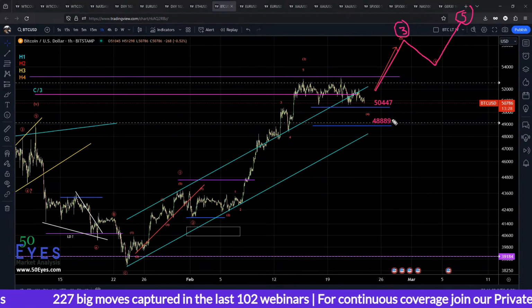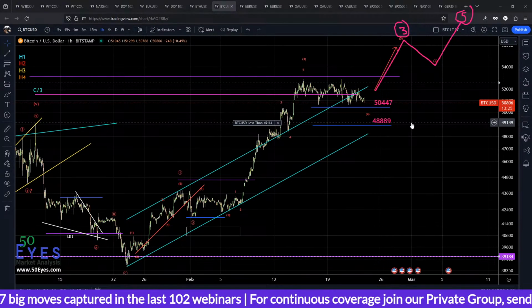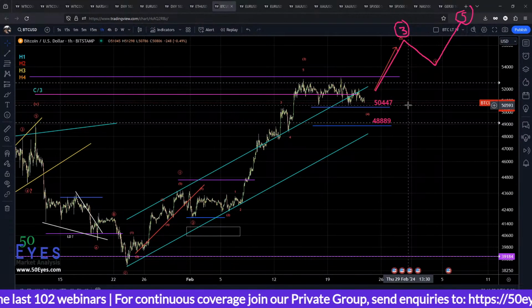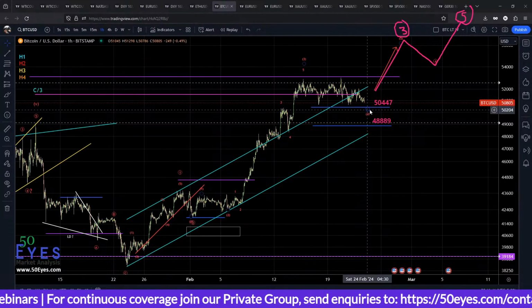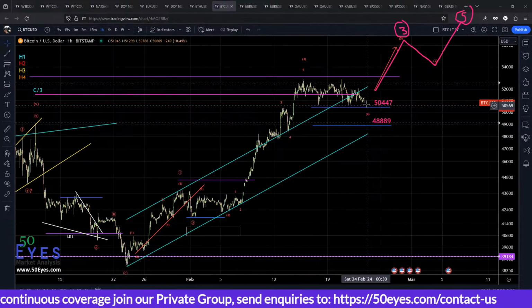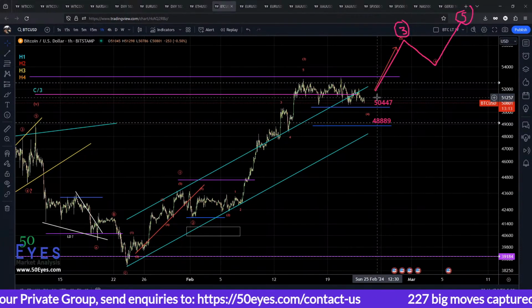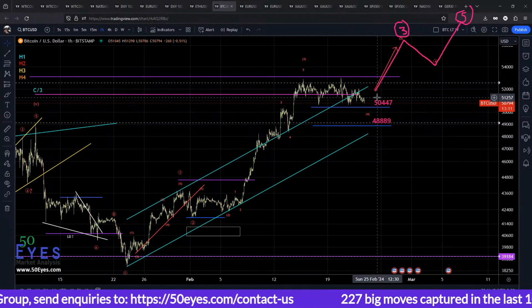Maybe place some alerts like I have near the 49,000 mark and some around the 50,500 mark. If we see some resistance or support here and then reversal, then we'll be expecting some upward movement. Otherwise, just wait and watch on BTC.